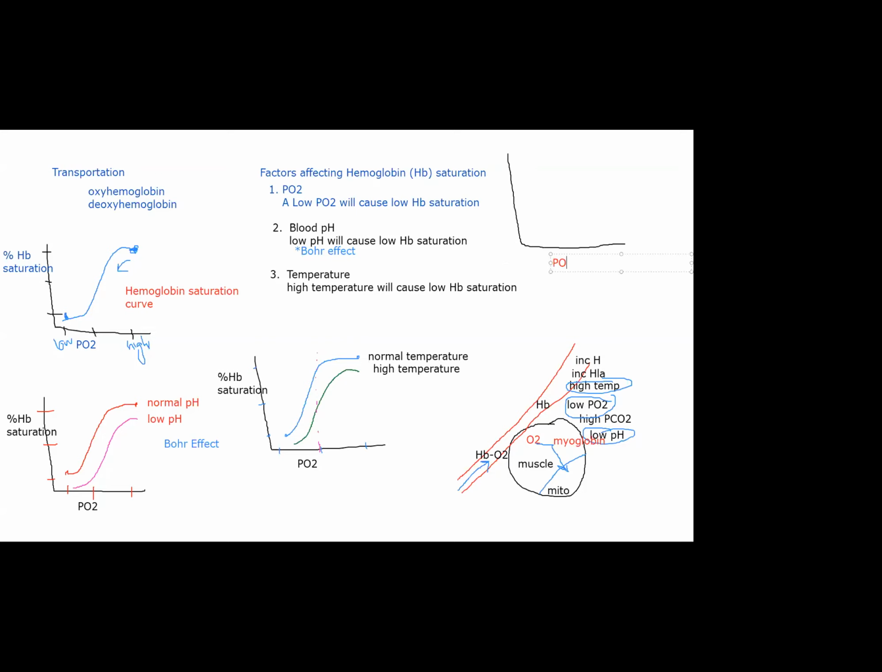It's still going to have PO2 on the x-axis. The y-axis is going to be just percent saturation, not percent hemoglobin saturation, because I'm going to draw one curve for hemoglobin and one curve for myoglobin. I'm going to do low, medium, high on each axis. I'm going to start out with the hemoglobin saturation curve. For hemoglobin, when PO2 is high, saturation is high, and when PO2 is low, saturation is low. And we have the sigmoid curve. So this is hemoglobin.